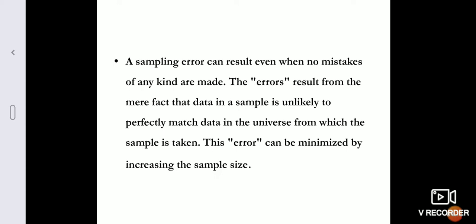So the sampling error can result even when no mistakes of any kind happen. So the sampling errors can be minimized, but even then sampling errors can happen. It is not exactly or perfectly matching what you get from the observations of the sample to the entire population, but it should match to the maximum possible extent. So the sampling errors can be minimized but entirely cannot be eliminated, but this does not distort your study.